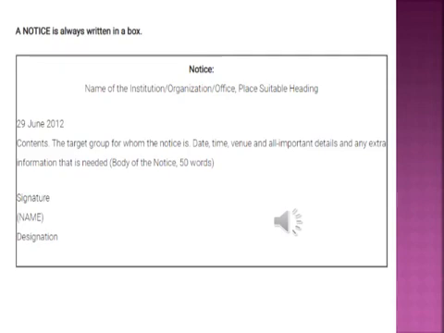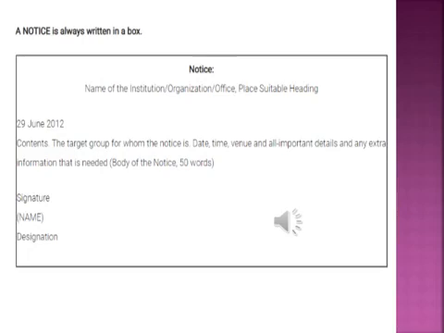And the body of the notice should be in 50 words. Don't cross the word limit. That is very important there. Otherwise you will be penalized for writing extra words, or if you write short also you will be penalized. Remember that you draft the notice in 50 words. So the content should be in 50 words.